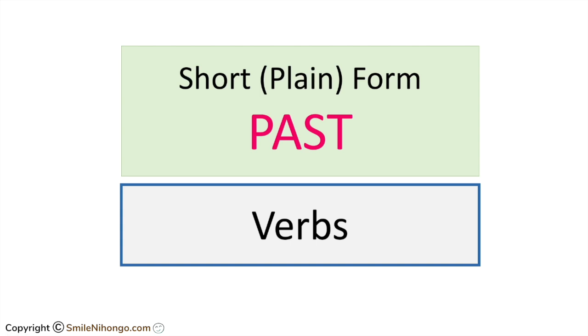In this lesson, we are going to learn short form or plain form in the past tense for Japanese verbs. Plain forms are used in informal speech. When you speak to someone in informal speech, you need to use plain form instead of masu form.